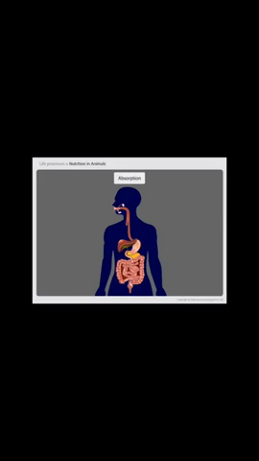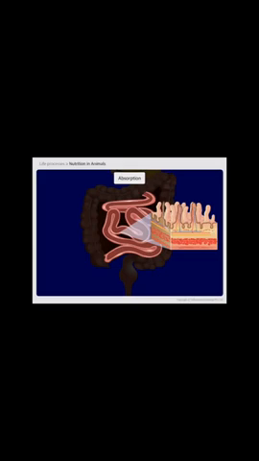Absorption. Till now we have studied about digestion in the small intestine. Next, we will understand how absorption takes place in the small intestine. The small intestine is the main region for the absorption of digested food. After digestion, the molecules of food become very small and are pushed ahead in the small intestine by contraction and relaxation of the muscles.